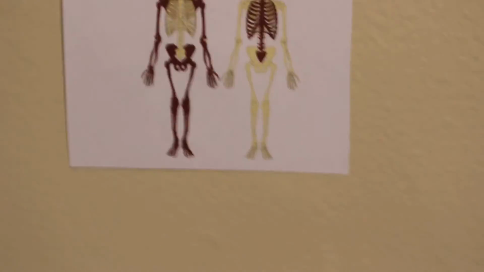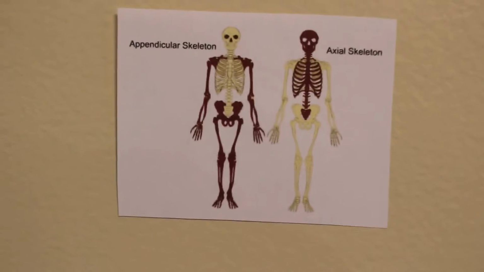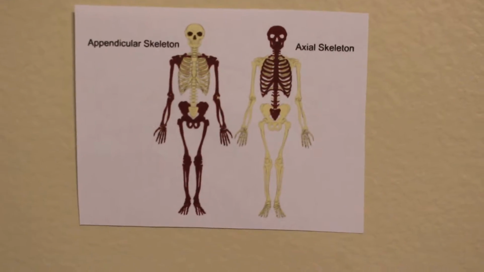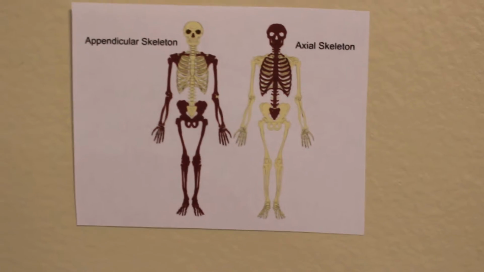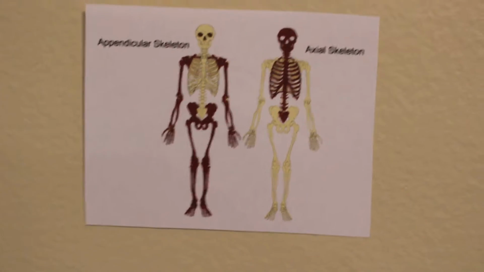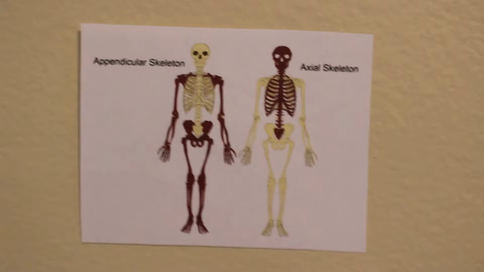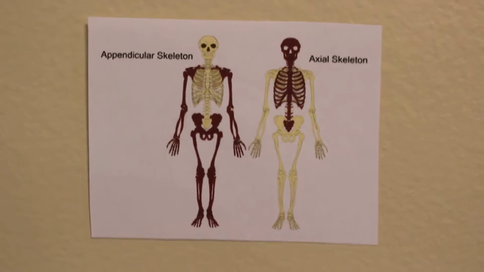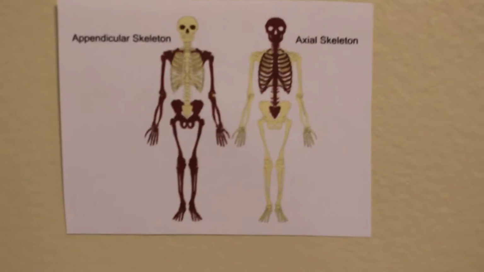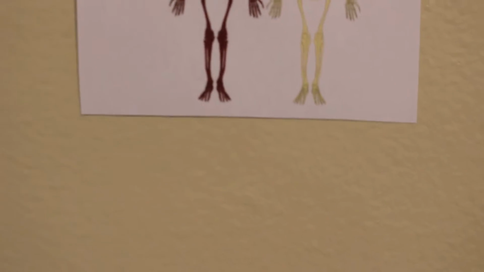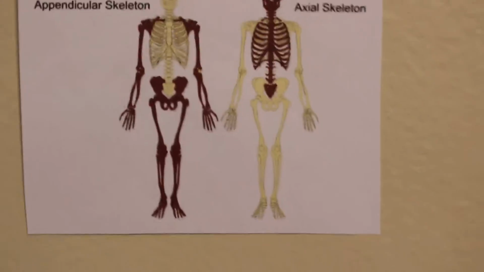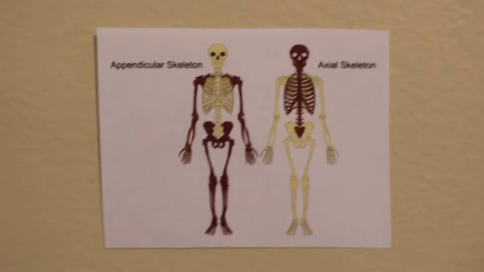True ribs attach from the vertebrae directly to the sternum by cartilaginous models. And then false ribs look like true ribs, but they're not. They attach to the true ribs by cartilage. And then floating ribs do not attach to anything. They just attach to the vertebrae. So the sternum, which is this middle part right here, is used for muscle and rib attachments.